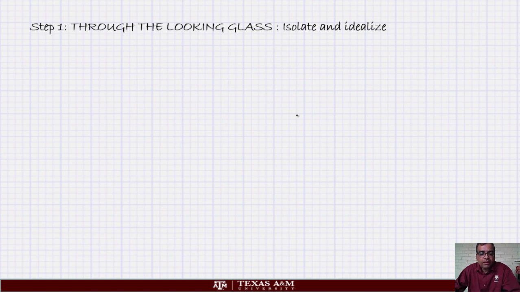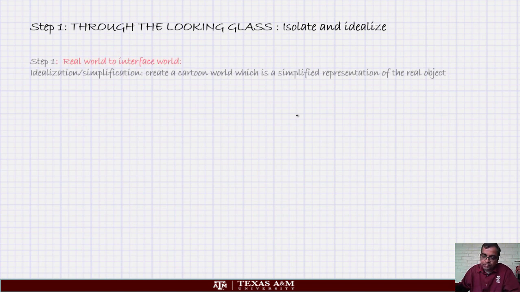But in Alice in Wonderland, the idea is Alice goes through the looking glass, that is, from the real world into the virtual world. Okay, so the first step is isolate and idealize. That's the step called. What do we do? We convert the real world object into an idealized world.